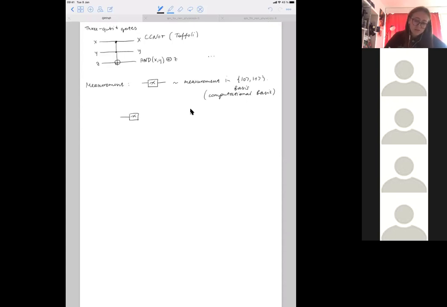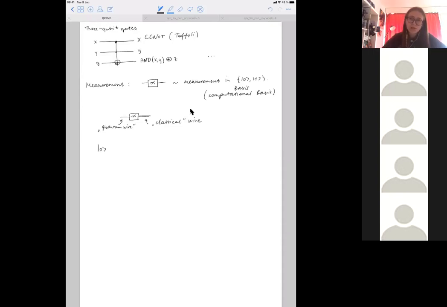Because of that, sometimes after the measurement, it's not a single wire that's drawn, but a double wire. So this is kind of a classical wire, and one single wire is a quantum wire. Just a notation.